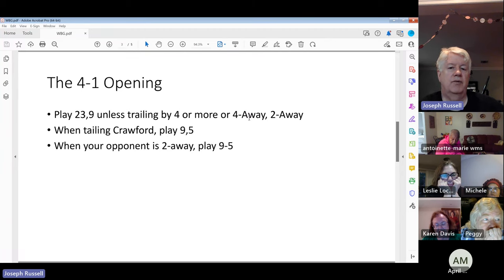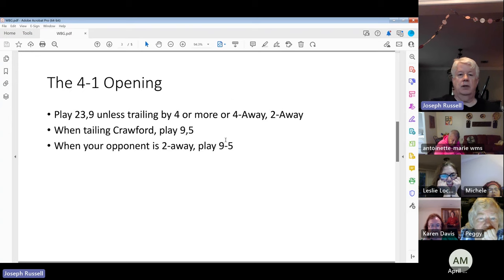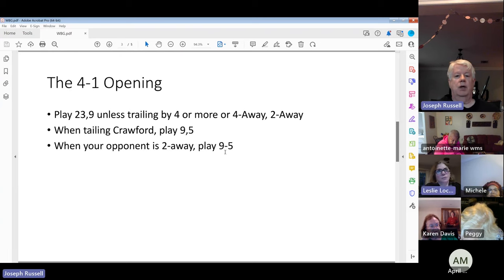Also, if you're four away and your opponent's two away, the gammon go score, then you play 9-5. Anytime your opponent is two away, play 9-5. When trailing at Crawford, play 9-5. At any Crawford score, play 9-5. So there are three easy rules for a 4-1, and you'll never get one of these wrong in a 7-point match. Play 23-9 unless you're trailing by four or more, or four away, two away. When trailing at Crawford, always play 9-5. And when your opponent is two away, always play 9-5. Three easy rules. You'll never miss a 4-1.